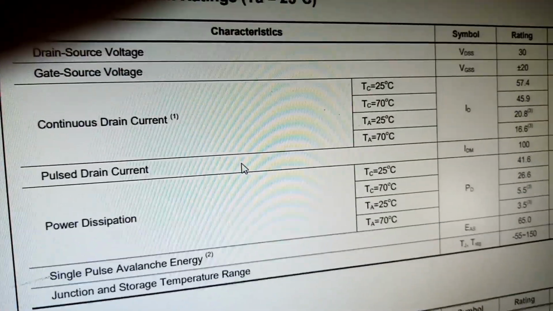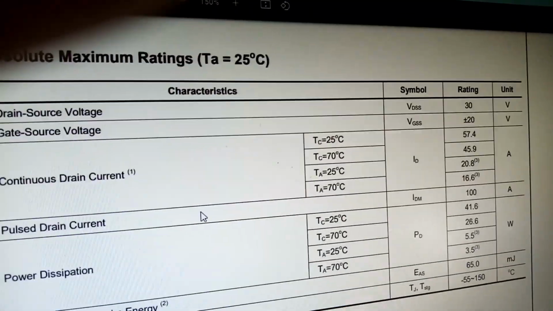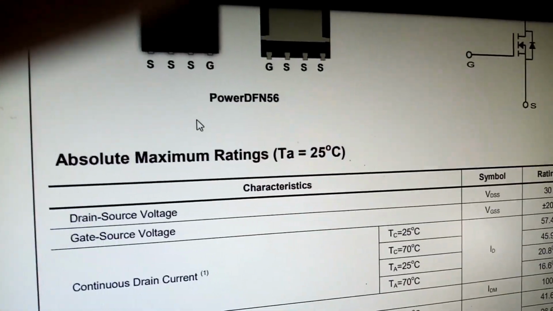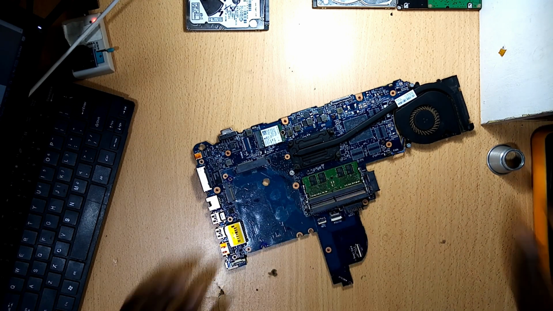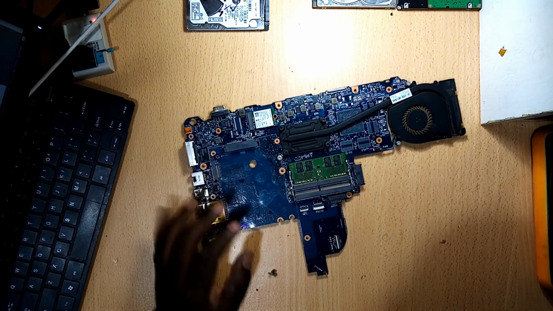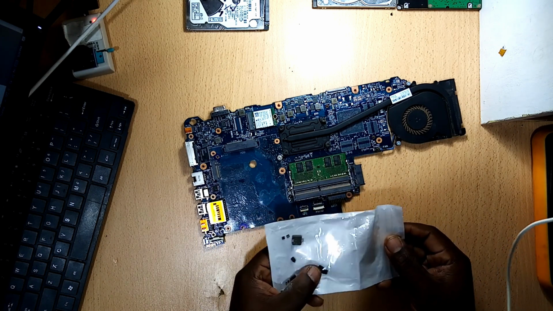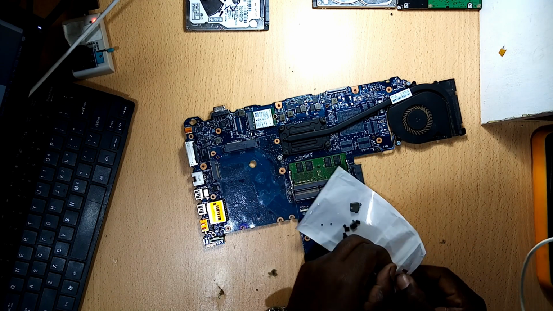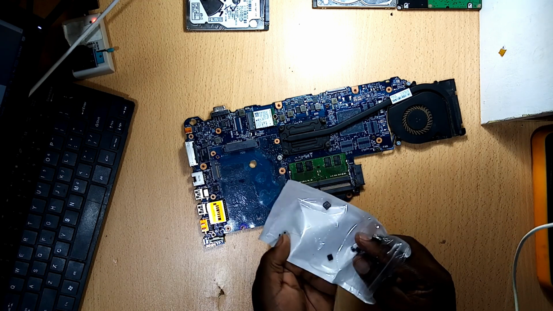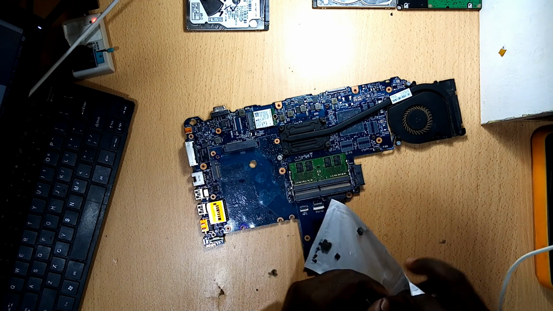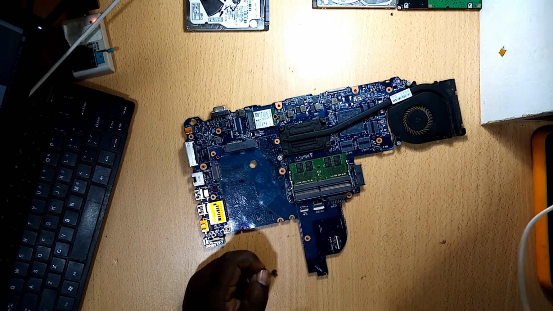So now we understand this kind of MOSFET. We are supposed to get 19 volts on the other side, because this chart is telling us that this is an N channel MOSFET. So guys, let's go ahead and change that MOSFET right away. Among my chips here, let me see whether I have that kind of MOSFET. I think I have one here. Let's hope it's a good one. Of course it's a good one.